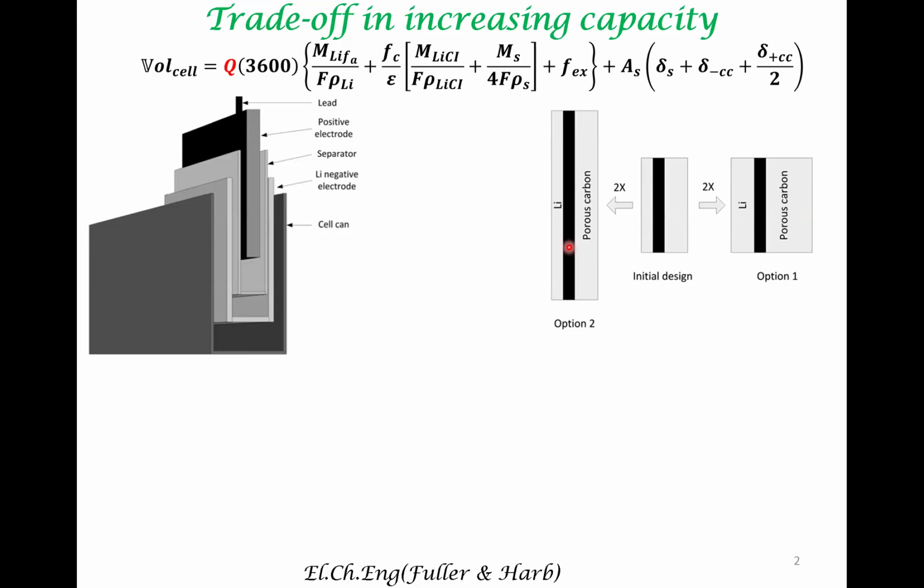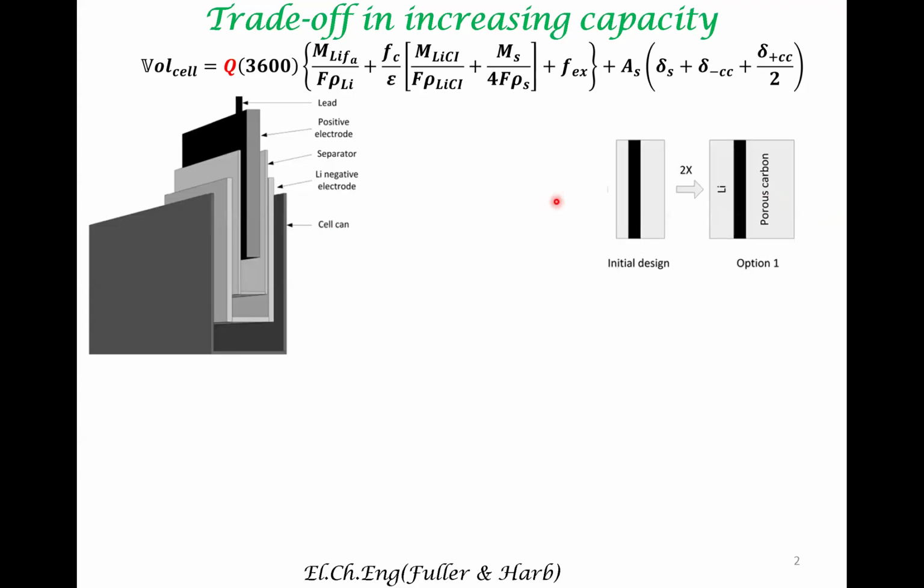So what I want to analyze is what are the changes in volume associated with this option and with this option. For example, first let us analyze option 1, wherein I do not increase the cross-sectional area. That is, this remains the same, but I'm just increasing the thickness of the active material. With this option, I am changing only these quantities without changing any of these quantities.